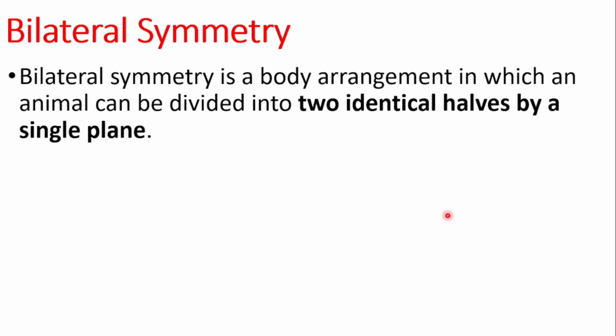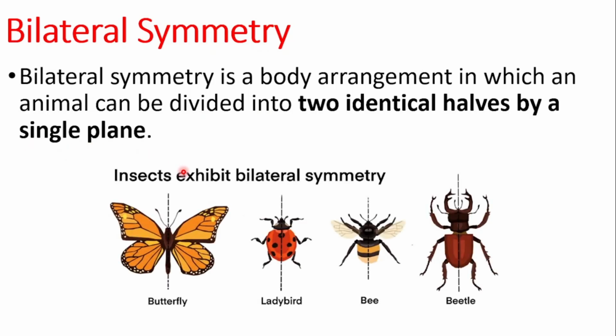Now let's look at bilateral symmetry. Bilateral symmetry is very easy because it is a body arrangement in which an animal can be divided into two identical halves by a single plane. So insects that exhibit bilateral symmetry are the following. We have butterfly, ladybug, bee, and beetle. Notice that we have a single plane. Again, a single plane.